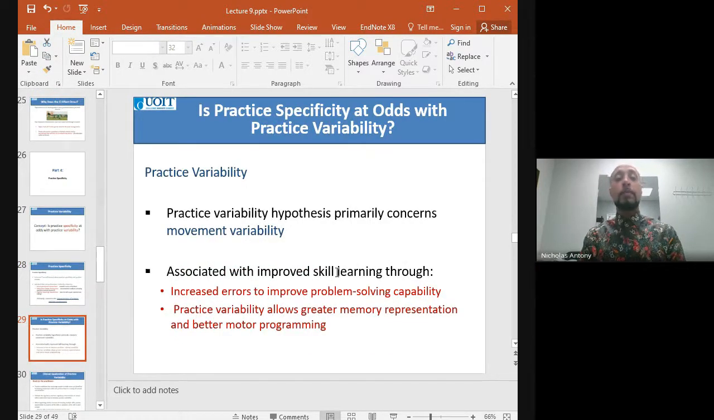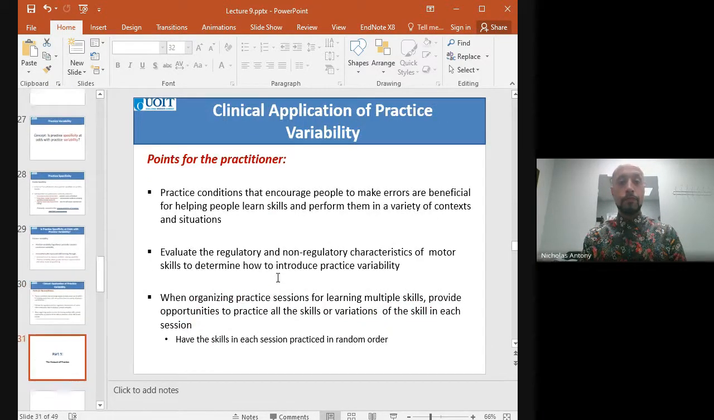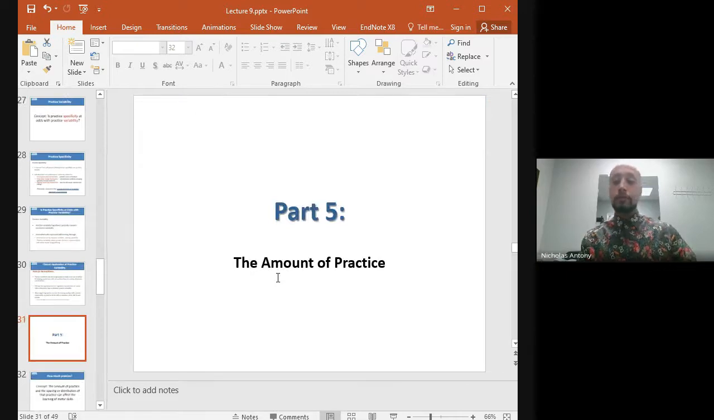So practice variability is talking about the variations of the movement. And so you're doing variability to increase the problem solving or the trial and error. And that leads to better cognitive learning. So far, so good, everyone?